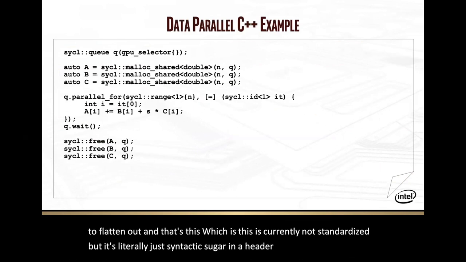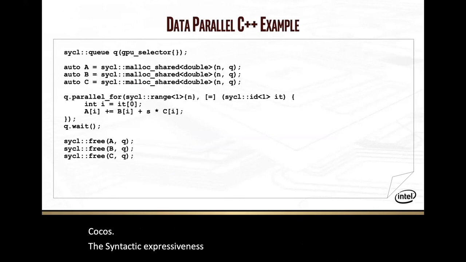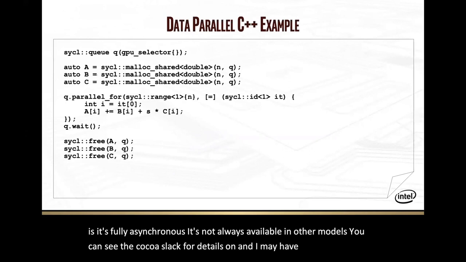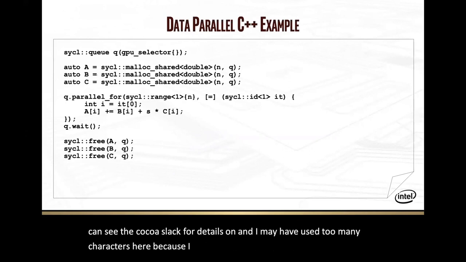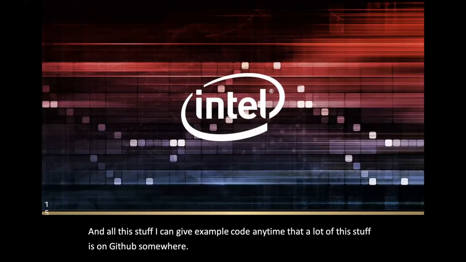And if you look at this and compare it to something else out there like Kokkos, the syntactic expressiveness is pretty much there. One thing that's nice is it's fully asynchronous. It's not always available in other models. You can see the Kokkos Slack for details on that. And I may have used too many characters here because I'm not the best C++ programmer. All this stuff, I can give example code anytime. A lot of this stuff is on GitHub somewhere. So, yep, that's it. Thank you.